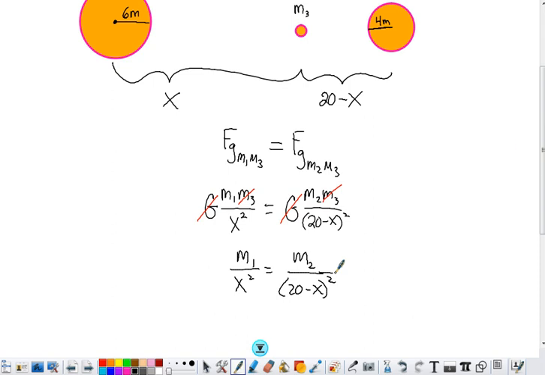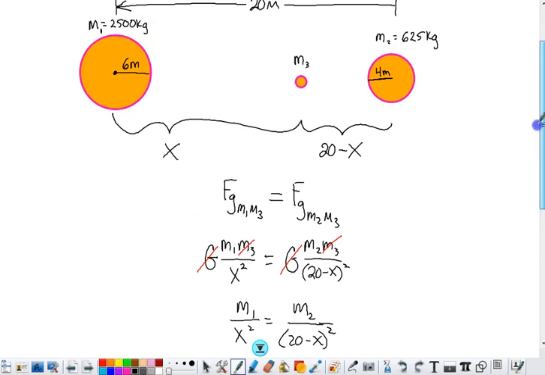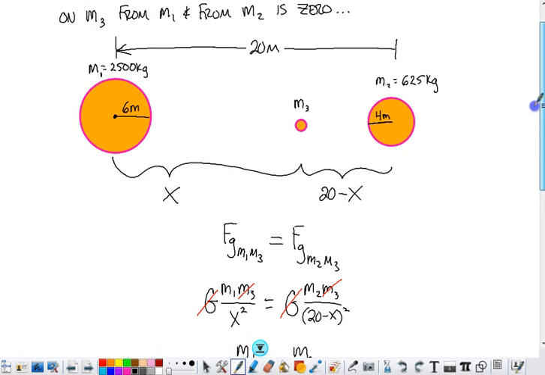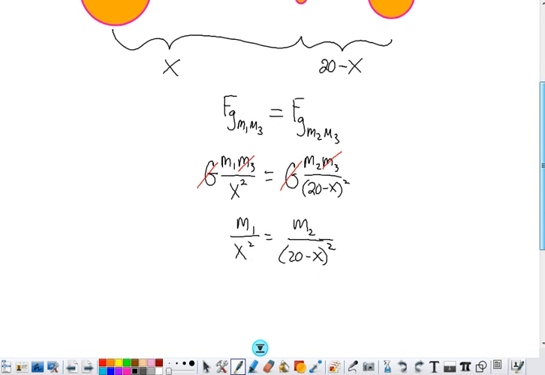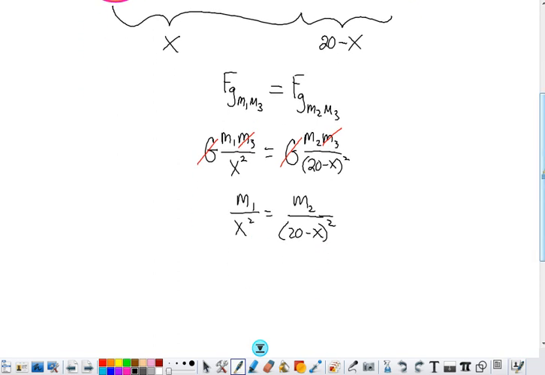Plugging in our values for M1 and M2, which, scrolling up here, you can see that M1 is 2,500 kilograms and M2 is 625 kilograms. We have 2,500 over x squared equals 625 divided by 20 minus x quantity squared.